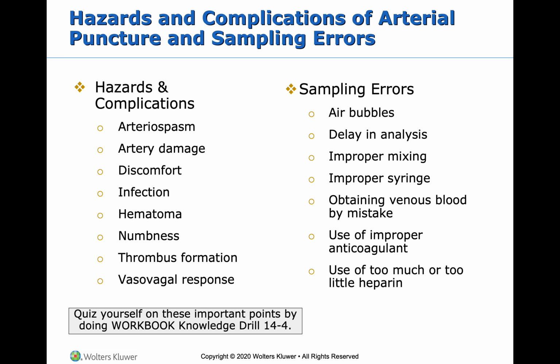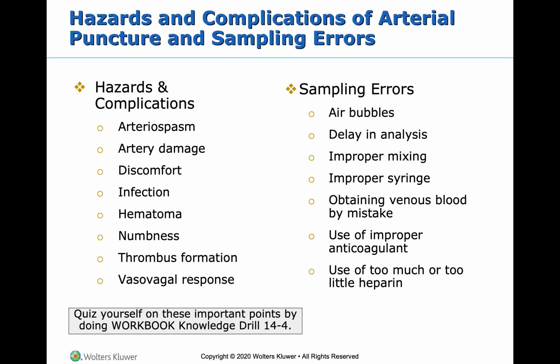So sampling errors would be any air bubbles in the sample that would obviously skew the results. Any delay in analysis, like I said, you've got a 15-minute window to get the analysis started on it. Improper mixing, so if the anticoagulant, the heparin in the tube isn't mixed properly with the blood, it can cause issues. Improper syringe, so if you use a syringe that is filled with a different type of anticoagulant or an improper, maybe it doesn't have any additive in it, and that would be an issue as well.